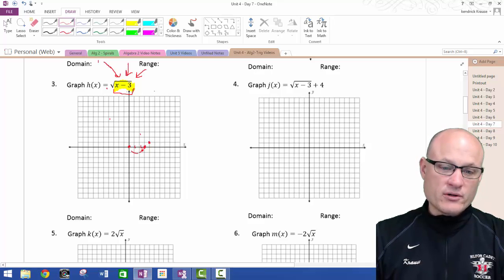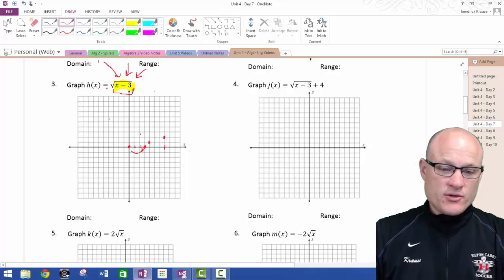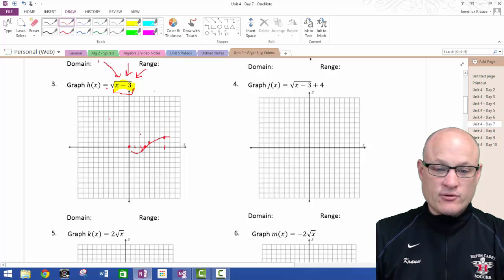When I plug 4 in, 4 minus 1 is 1. That's why it's 1. Then I want to move 4 away from it. Well, 1, 2, 3, 4 puts me right here. And the square root of 4 is 2. But I'm really at 7. I'm really at an x value of 7. 7 minus 3 is 4. And the square root of that is 2. So I've moved this over to, and I've drawn it in.